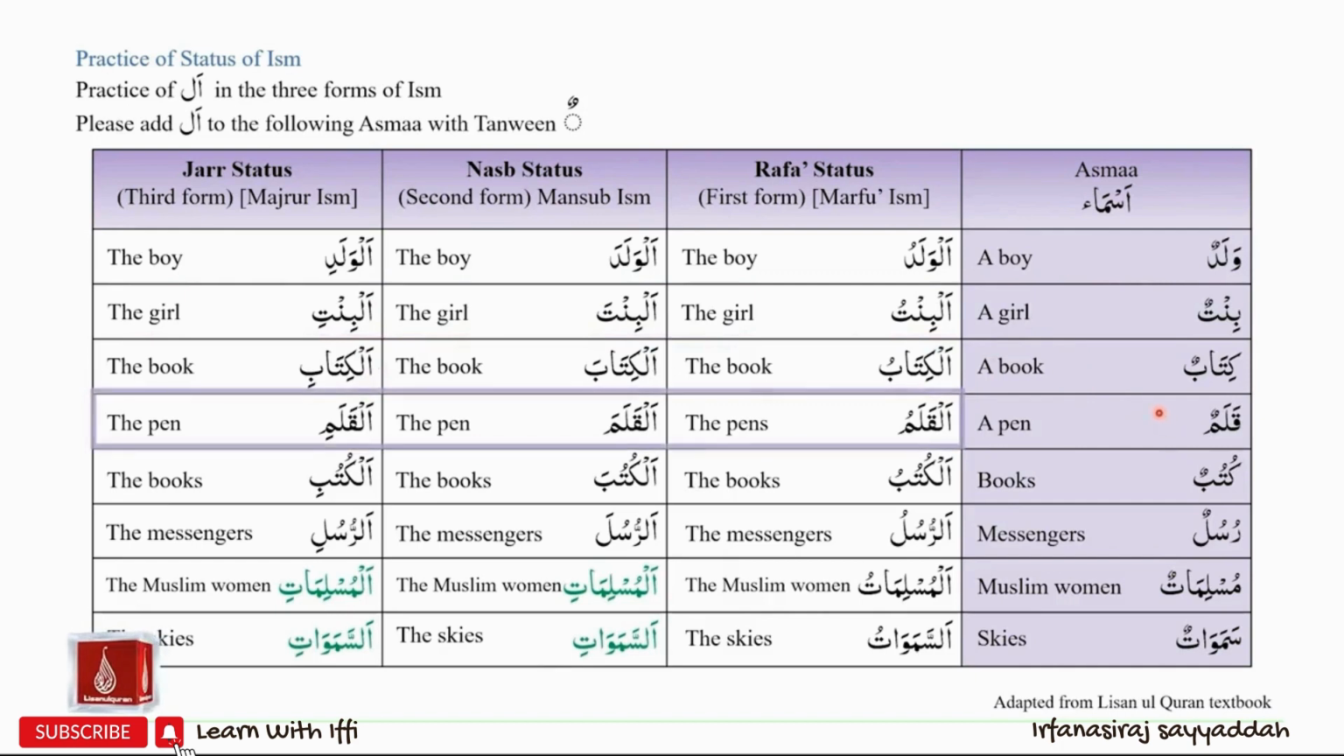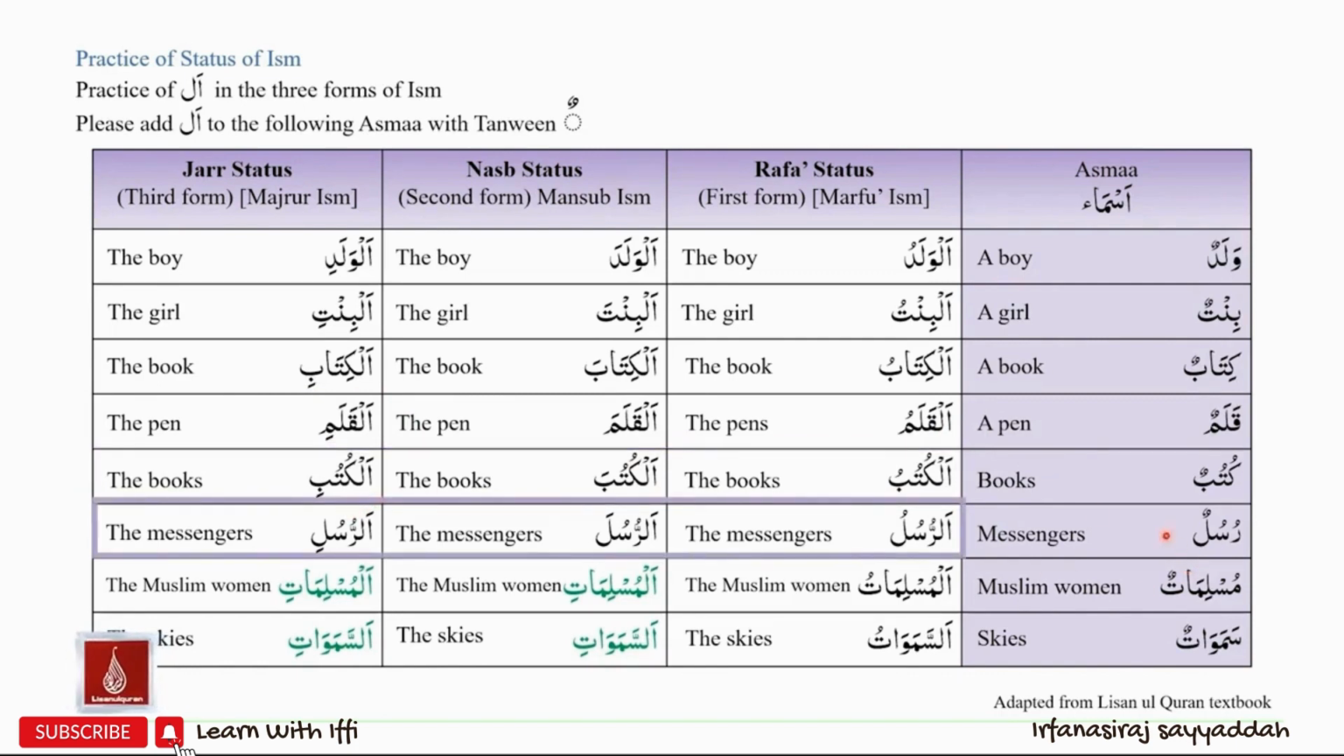Qalamun, al-qalamu, al-qalama, al-qalami. Kutubun, al-kutubu, al-kutuba, al-kutubi. Rusulun, ar-rusulu, ar-rusula, ar-rusuli.